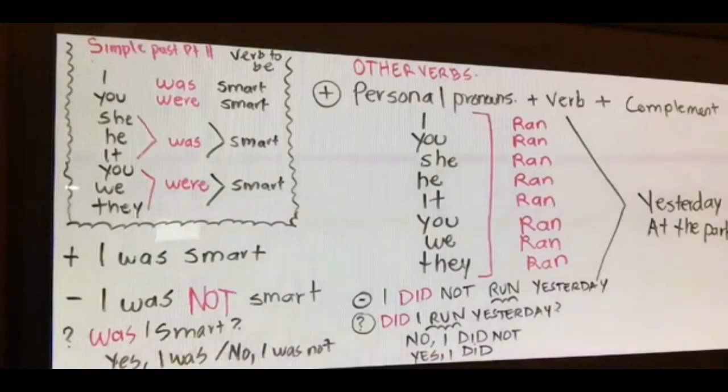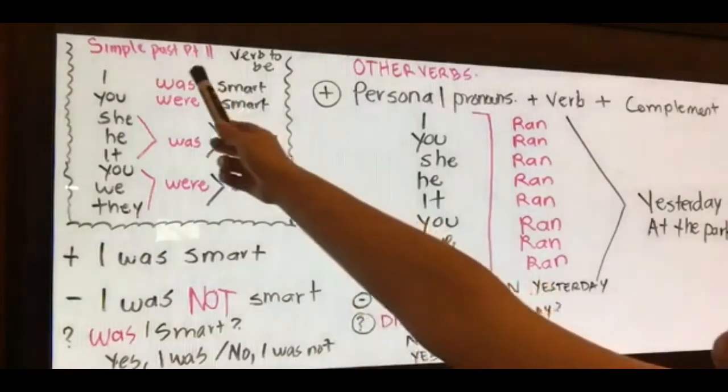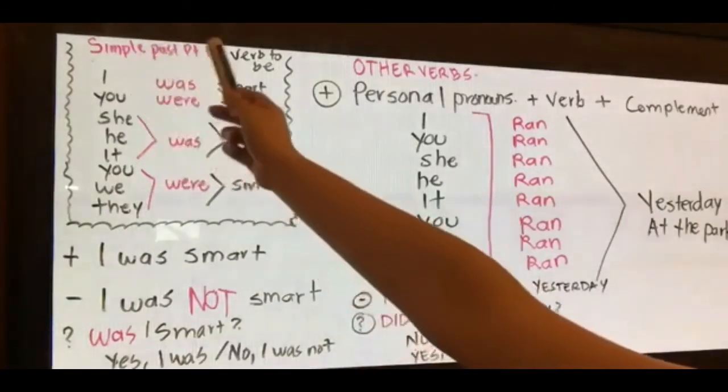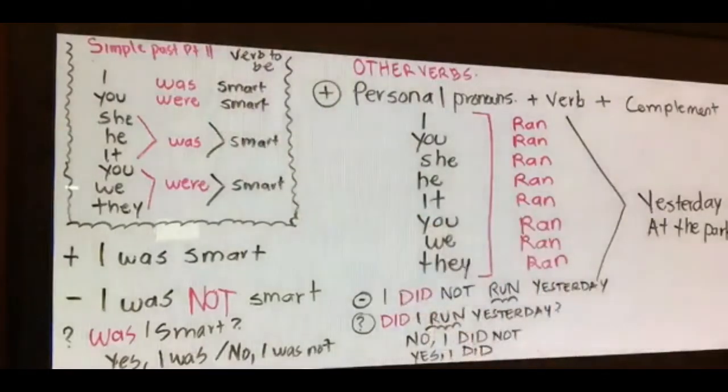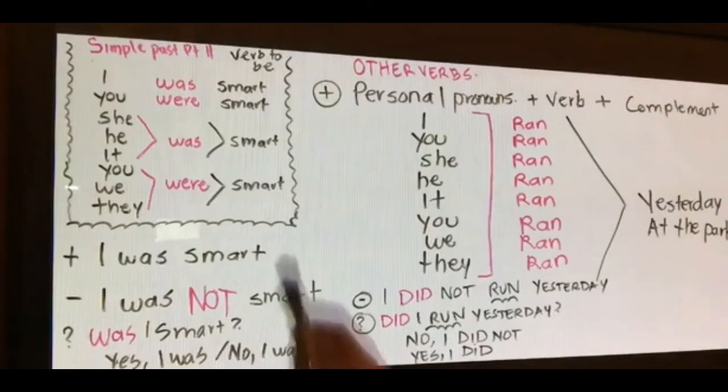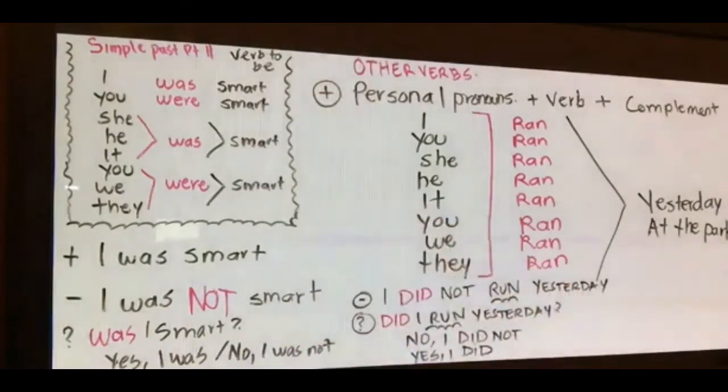Good morning, everybody. For today's class, we're going to continue with the same topic that we were seeing in our last class together. And as you can see, that's the reason why I'm using as title Simple Past Part 2. And I'm going to make a brief review of everything we were seeing in our last class that is related to the verb to be.